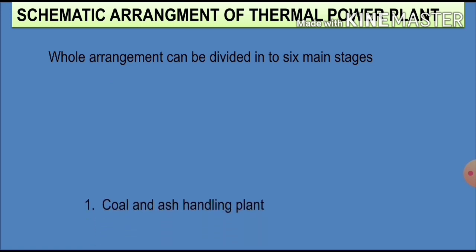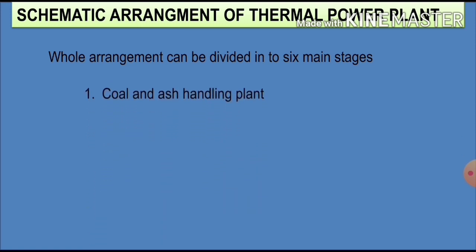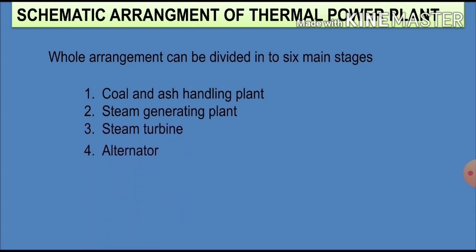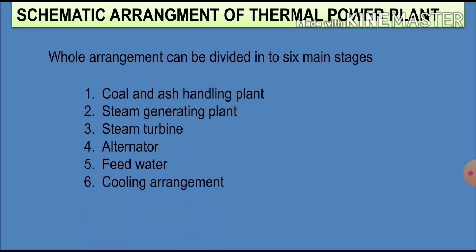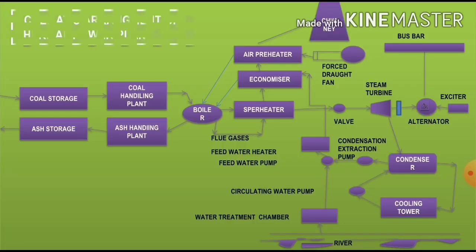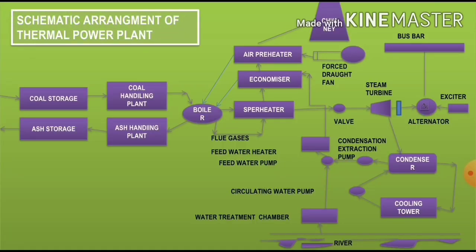One is coal and ash handling plant. Second one is steam generating plant. Third one, steam turbine. Fourth one, alternator. Fifth one, feed water circuit. Sixth one, cooling arrangement. This is the entire schematic arrangement of thermal power plant.